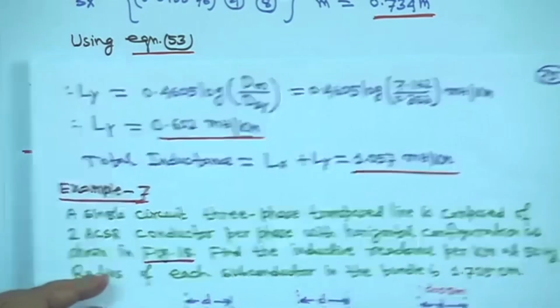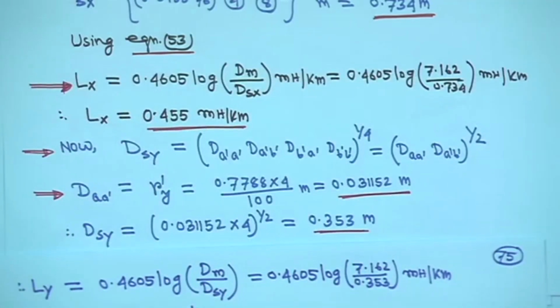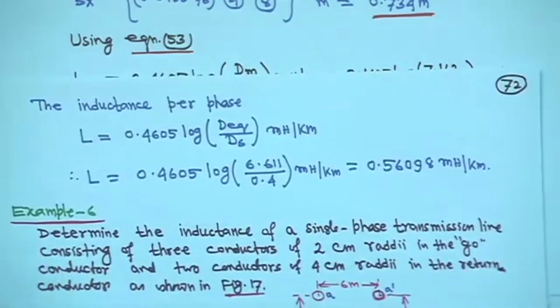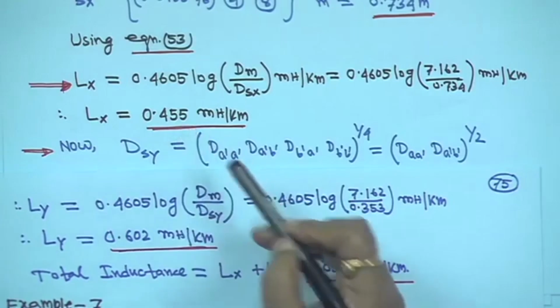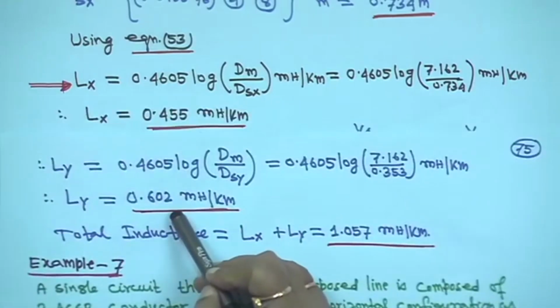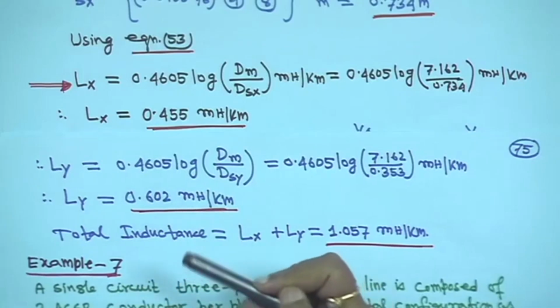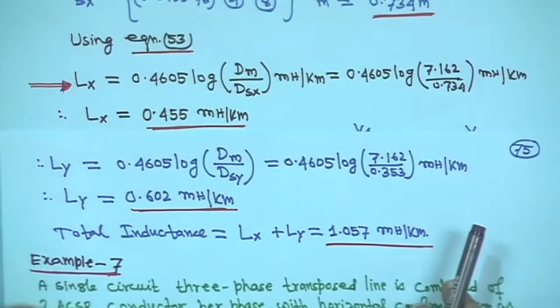From this you have noticed that when the number of conductors is more in a group, the inductance is less, 0.455, because here group X has 3 conductors and group Y has 2 conductors. So if you put more conductors, the inductance will become less, and hence the reactance.